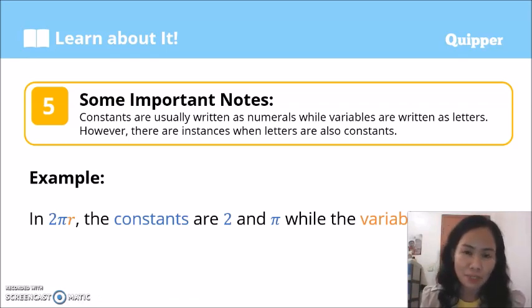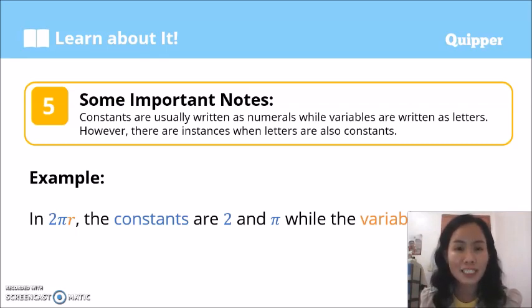If you can still remember yung pi na number, 3.1416 and so on, no? So it's an irrational number. It doesn't stop. It's a non-terminating and non-repeating decimal, yung pi. But we can round it off to 3.14. So again, yung pi is a constant because it has a fixed value, which is 3.14, right? And also 2. And the variable is r, right?